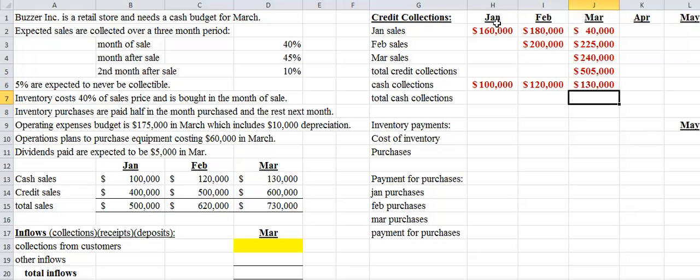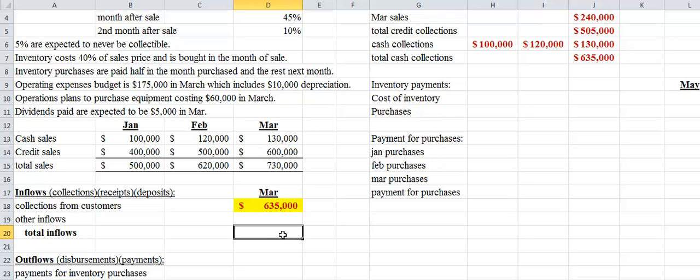And since I'm not interested, I don't have enough data to do January and February collections, and I'm just trying to do March's budget. So this is enough. So let me add up both the cash from cash sales and the cash from credit sales, and I get 635. So now I know what I expect to collect from customers in March. I don't have any other information on collections, so that's the total for March.